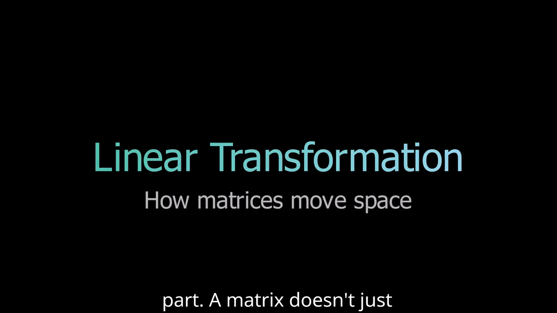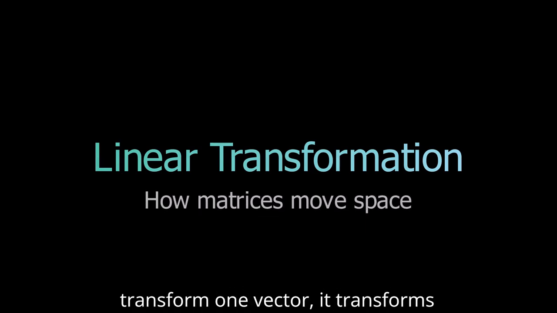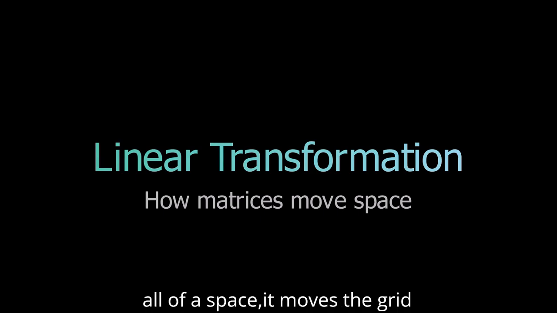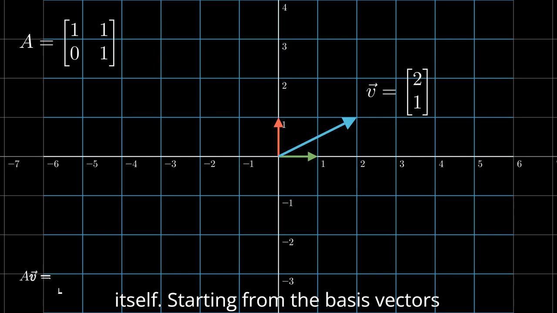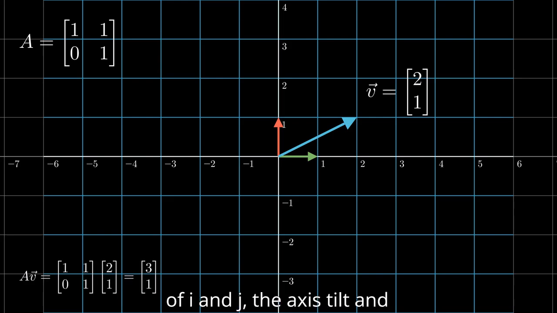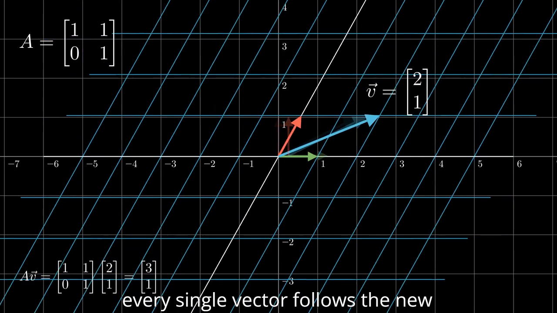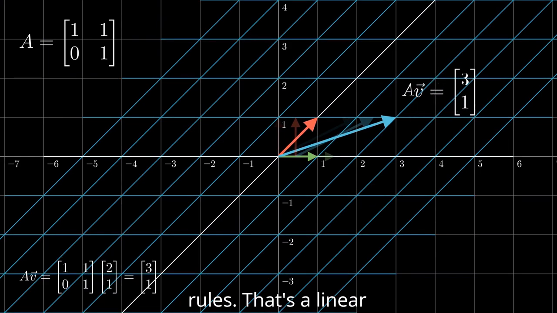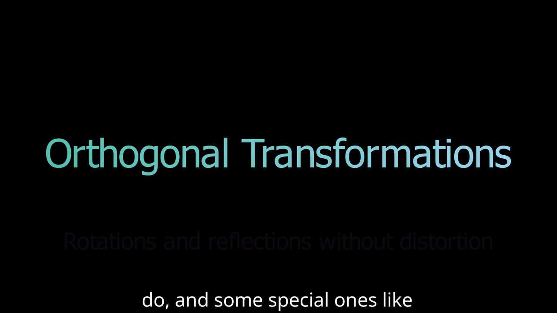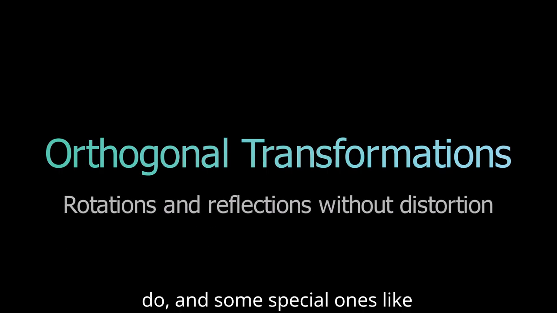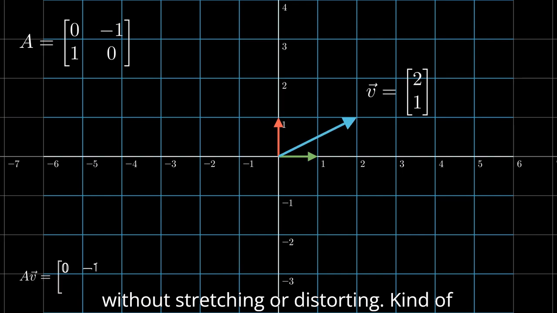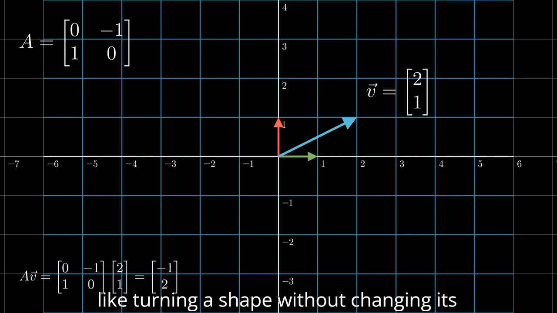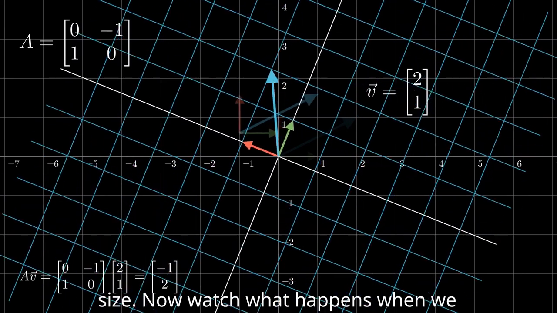A matrix doesn't just transform one vector. It transforms all of space. It moves the grid itself. Starting from the basis vectors i and j, the axes tilt, and every single vector follows the new rules. That's a linear transformation. That's what matrices do. And some special ones, like orthogonal matrices, rotate or reflect without stretching or distorting. Kind of like turning a shape without changing its size.